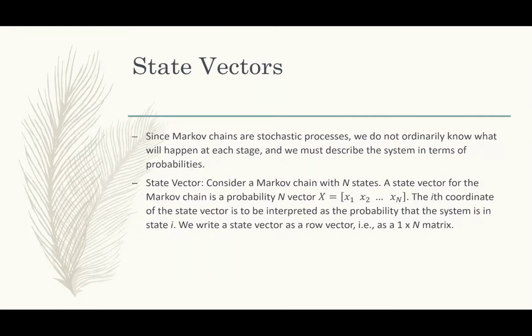So state vectors. Since Markov chains are stochastic processes, we do not ordinarily know what will happen at each stage, and we must describe them in terms of probabilities. So a state vector is as such. Consider a Markov chain with n states. So let's say our chain, for example, has 3 states. And by states, I mean conditions it can be in. So, for example, we did one earlier where we talked about a person being employed or unemployed. That person is in one of 2 states.